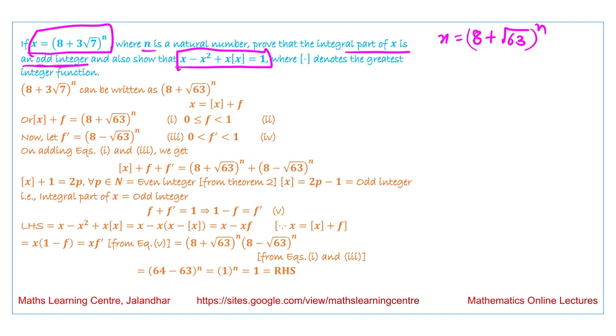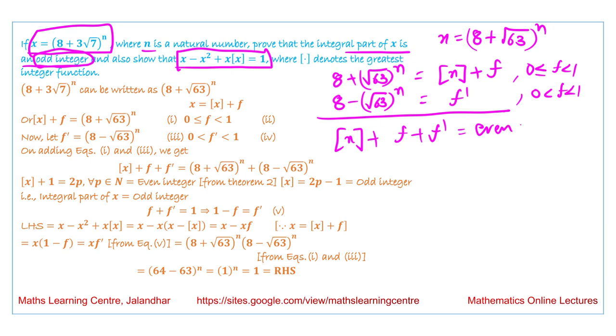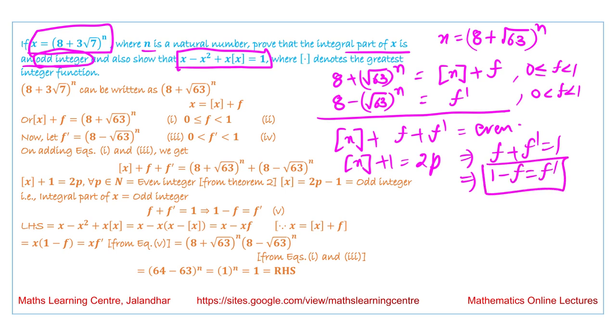For the first part, that it is an odd integer, we have already seen how we prove this result. It is 8 plus root 63 raised to the power n. We write it as greatest integer of x plus f. We write 8 minus root 63 raised to the power n is equal to some f dash. The value of f lies between 0 and 1, and f dash lies between 0 and 1. Now if we add both these equations, we obtain greatest integer of x plus 1 is equal to 2p, an even value, and f plus f dash is equal to 1. So this implies that 1 minus f is equal to f dash.